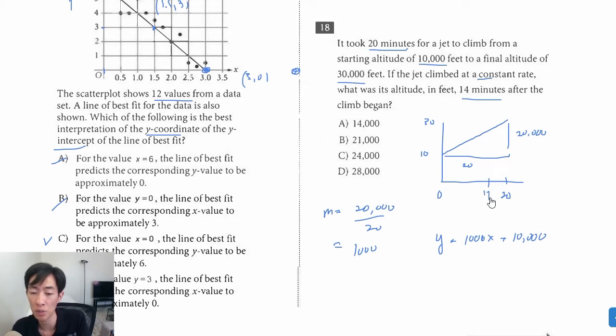And so they're asking for 14 minutes. Keep in mind, 14 is pretty arbitrary. They could have asked, what was the altitude at 16 minutes? They're just testing that you can do anything random once you have all the information. So we plug this in, we get 14 times 1,000 is 14,000 plus 10,000. And that's obviously going to be 24,000. So at 14 minutes, this value is 24,000, which makes sense because it's about there. And so the answer is going to be choice C.